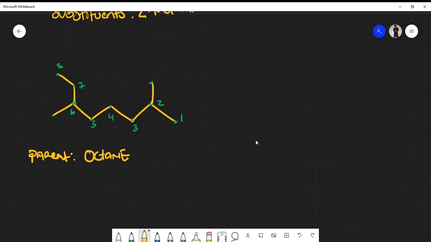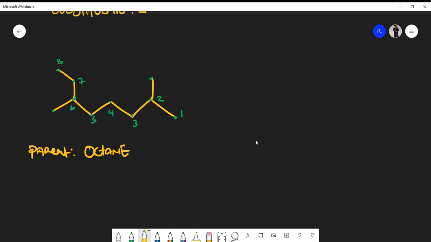Now, what are the substituents? We just said on carbon 2, we have a methyl group. So let's write our substituents. Carbon 2, we have a methyl group. So this is 2-methyl. Do we have any other substituents? Well, on carbon 6, we also have a methyl group. So this is 6-methyl.